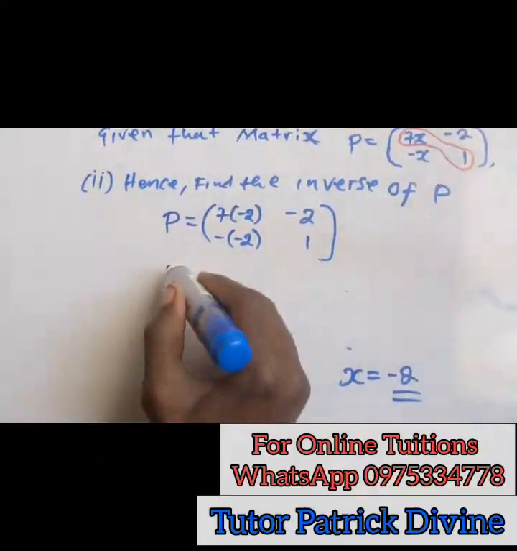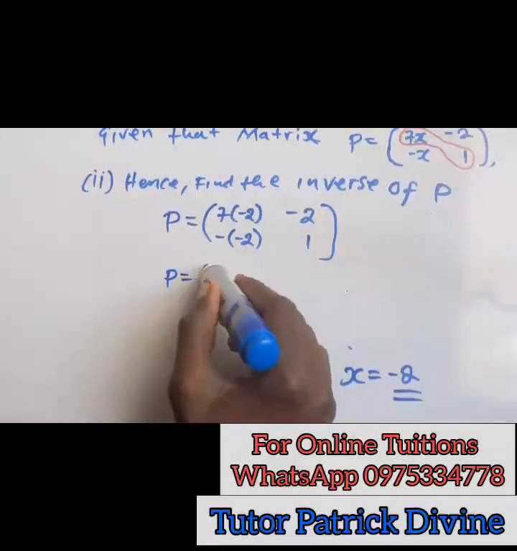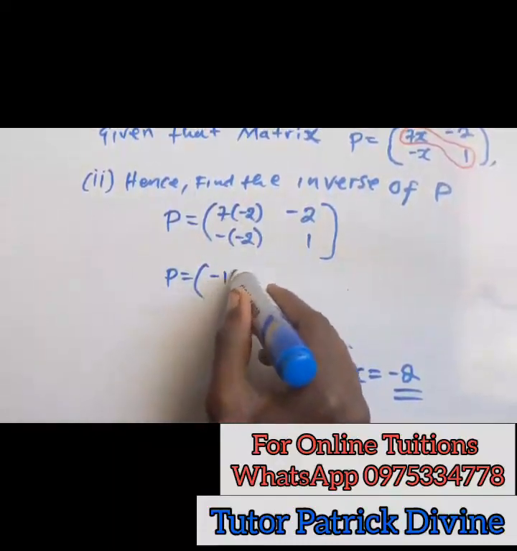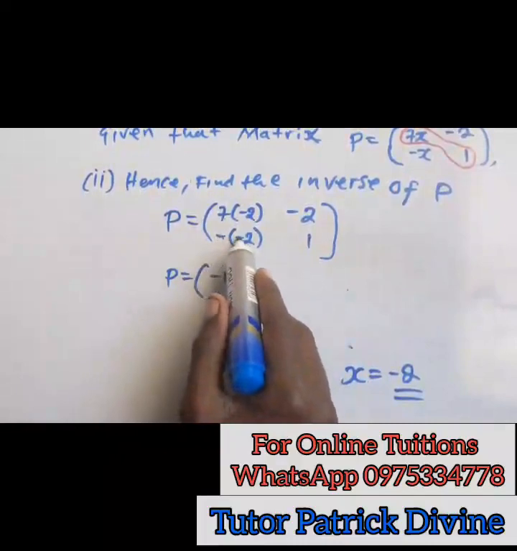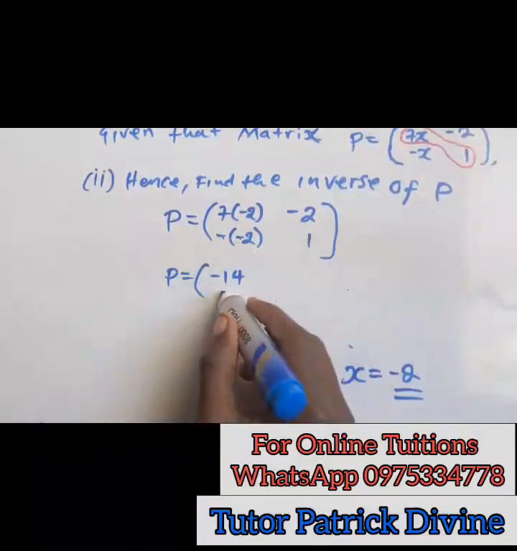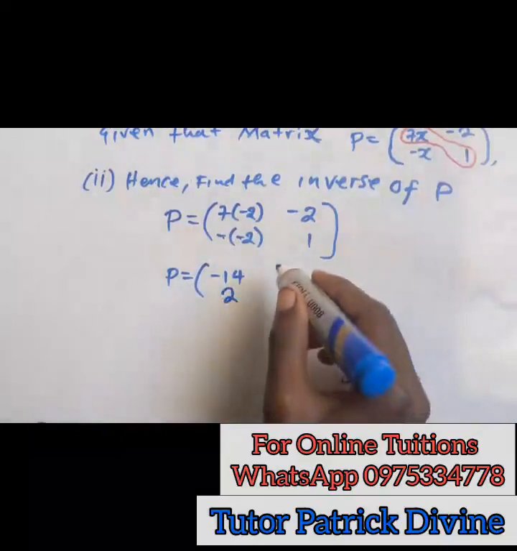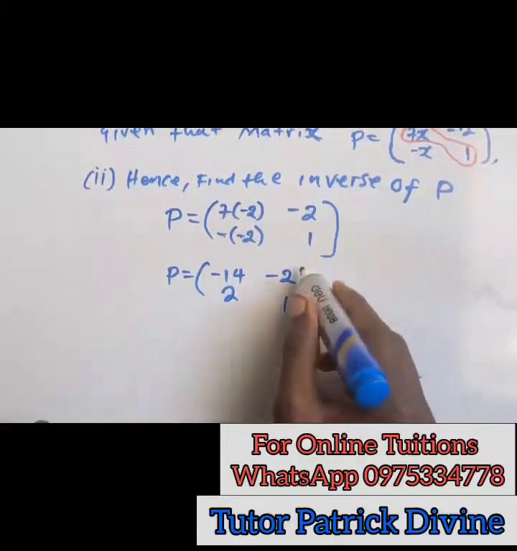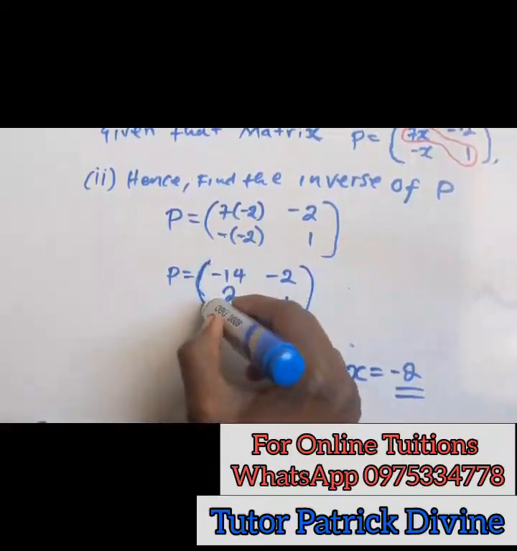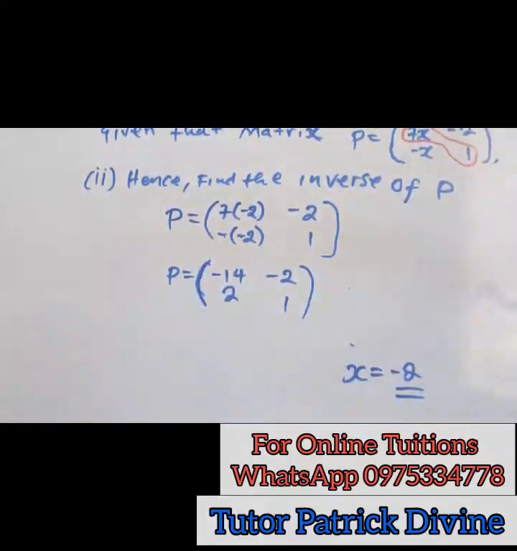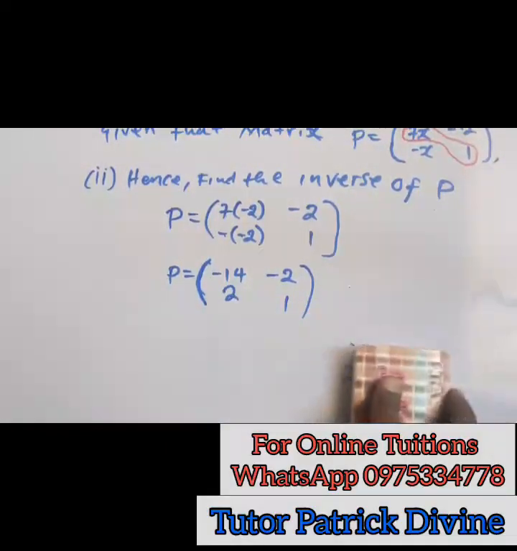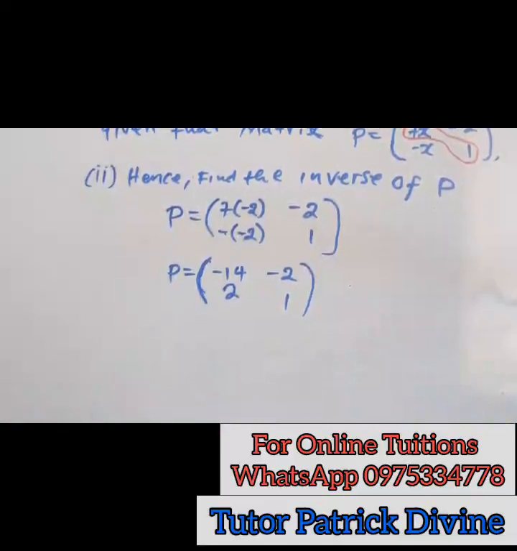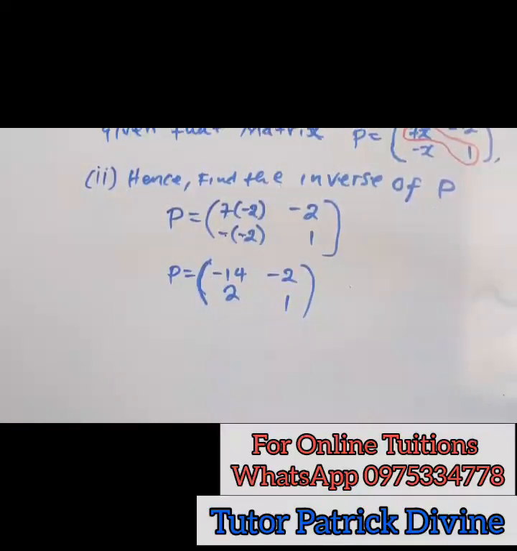From there you're going to say p is equal to 7 times negative 2. You're going to have negative 14. Then negative times negative, you're going to have positive 2. Then from there you just copy negative 2, then 1. So that becomes your matrix P.